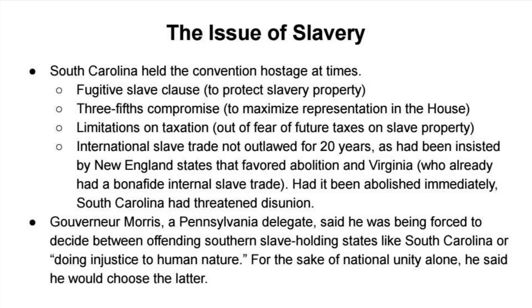Gouverneur Morris, a Pennsylvania delegate, said that he was being forced to decide between offending southern slaveholding states like South Carolina or doing injustice to human nature. And he said that for the sake of national unity alone, he would choose the latter. Many of the delegates felt horrible about some of the agreements they were reaching over slavery, but they knew that the entire nation would fail if they did not.